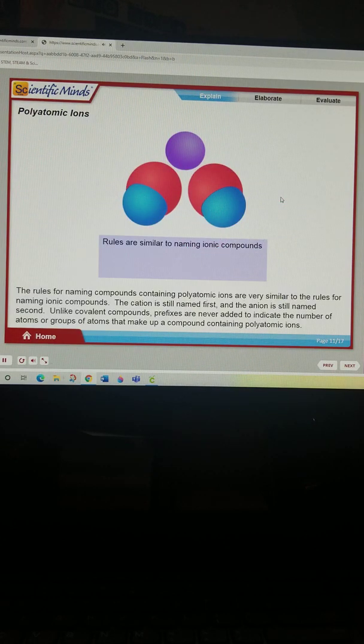The rules for naming compounds containing polyatomic ions are very similar to the rules for naming ionic compounds. The cation is still named first, and the anion is still named second. Unlike covalent compounds, prefixes are never added to indicate the number of atoms or groups of atoms that make up a compound containing polyatomic ions.